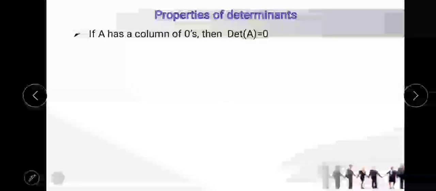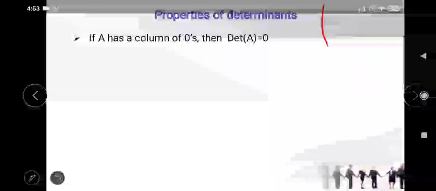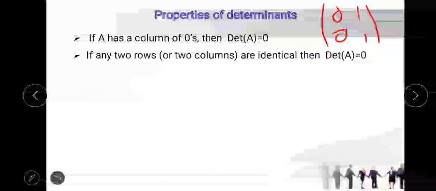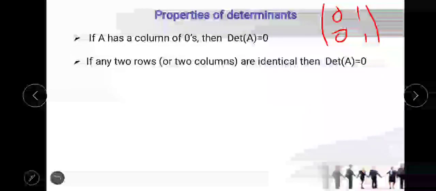Properties of determinant. If a matrix has any column that is a zero column, then the determinant of A is equal to 0. For example, if I have the matrix 0 0 1 1, the first column contains all elements 0, so the determinant of this matrix will be 0. If any two rows or any two columns are identical, that is the same, then the determinant is 0.